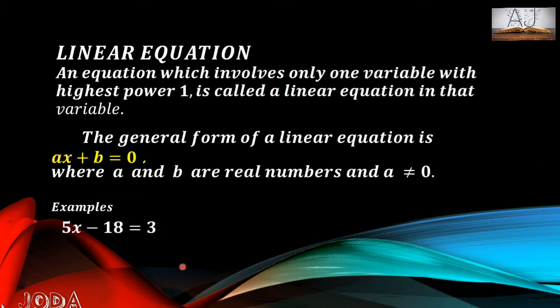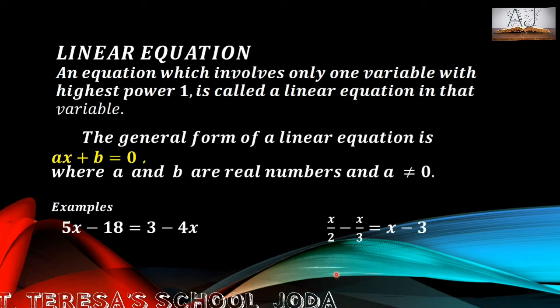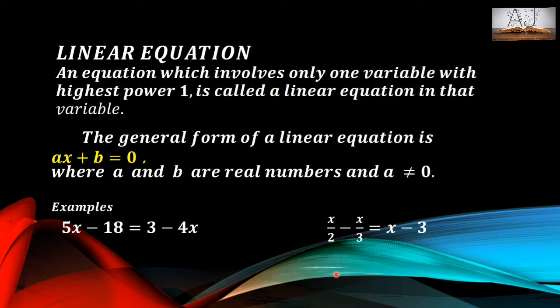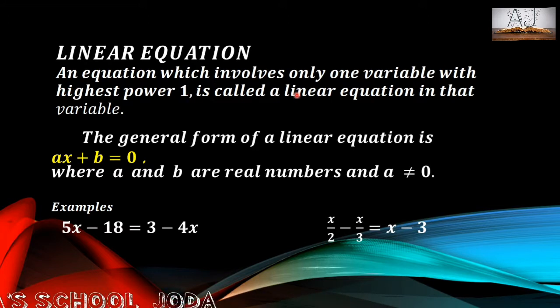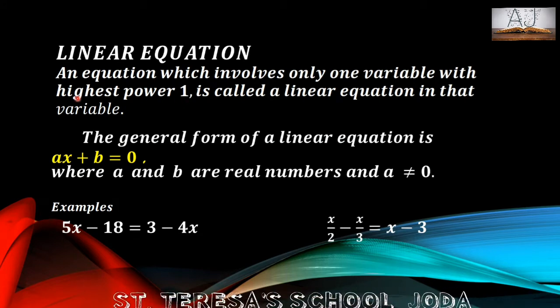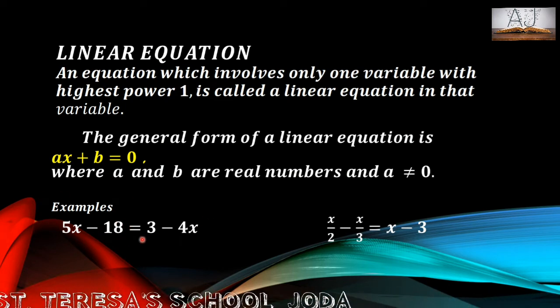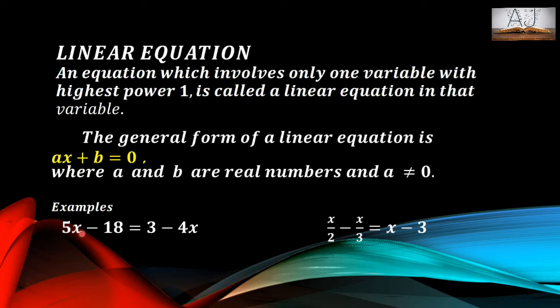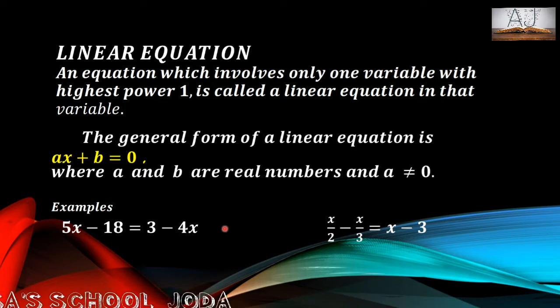You'll understand. Like 5x minus 18 equal to 3 minus 4x. So this is a linear equation. Or x by 2 minus x by 3 equal to x minus 3. This is also a linear equation. Why? Because you can see in both of them we have one variable. And the variable in the first equation is only x and the highest power should be 1. So you can see that the highest power in this is also 1. The variable is x in the first equation and the power of x is nothing means 1. It's not x square, it's not x cube. That means the power is 1 only. Therefore, this is a linear equation.